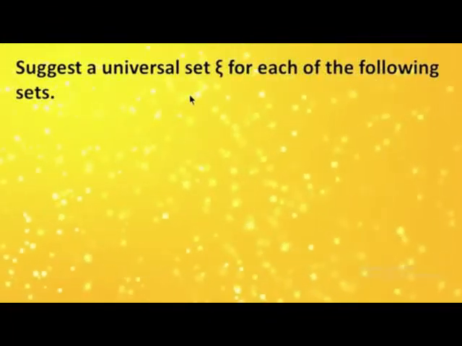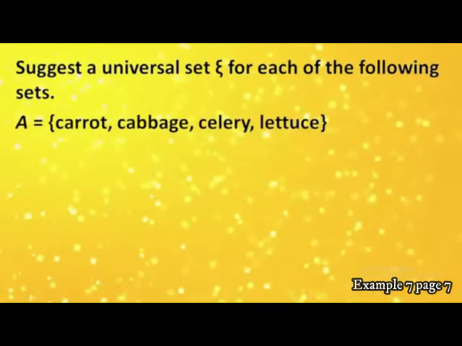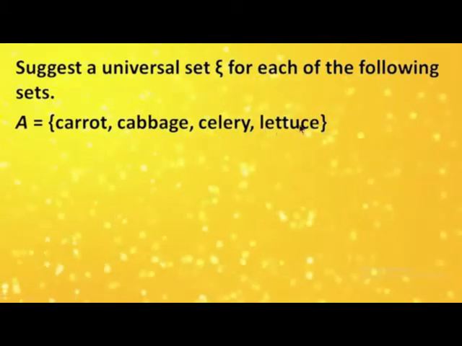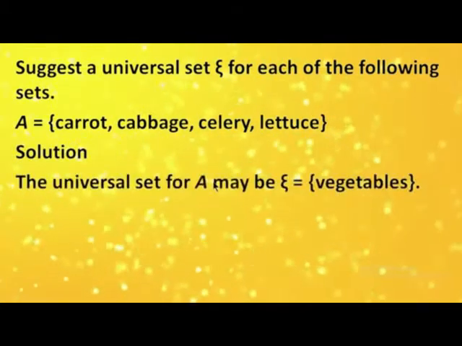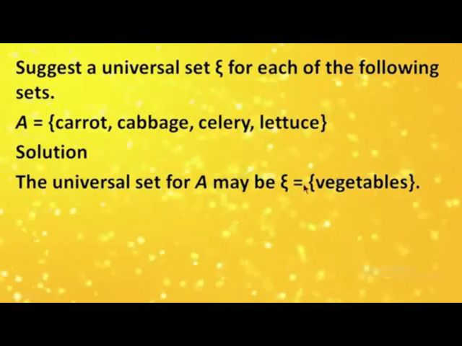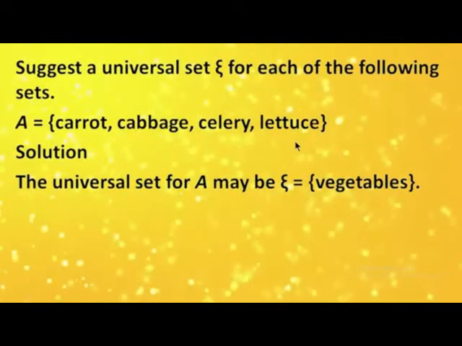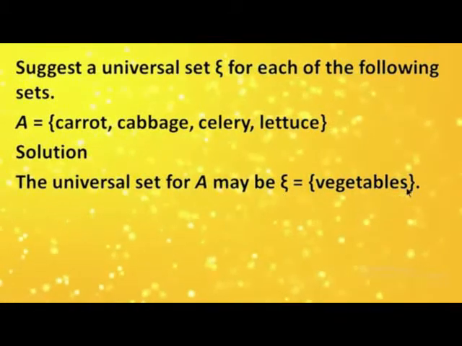For example, suggest a universal set for each of the following sets. Let set A, the elements are carrot, cabbages, celery, and lettuce. So, the universal set of A might be the set of vegetables, because all the elements of A are vegetables. So the possible universal set of A is a set of vegetables.